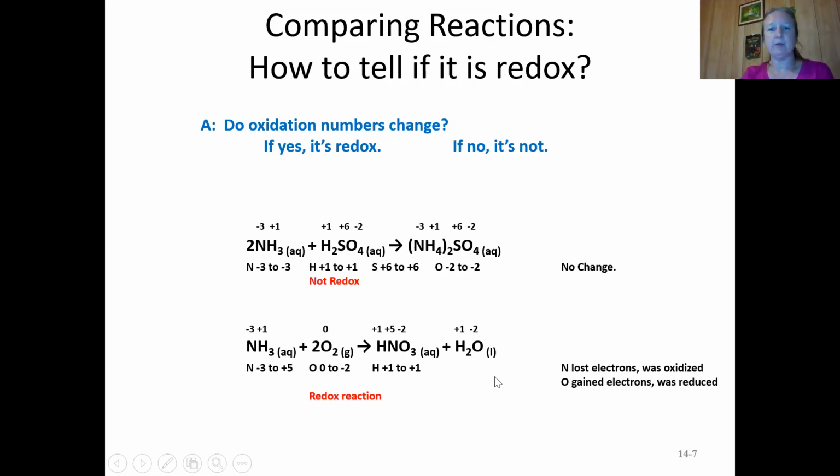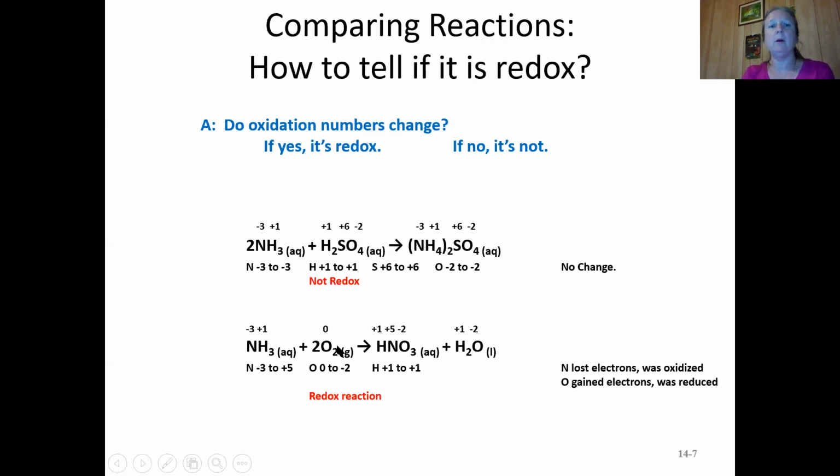What about this reaction? These both involve ammonia, by the way. So here, nitrogen has a -3 oxidation number. Over here, it's a +5. Well, right there, you know you have a redox reaction. That tells you. It went from a -3 to a +5. So it lost 5 electrons. No, it lost a lot more than that. It lost 8. So it lost 8 electrons.